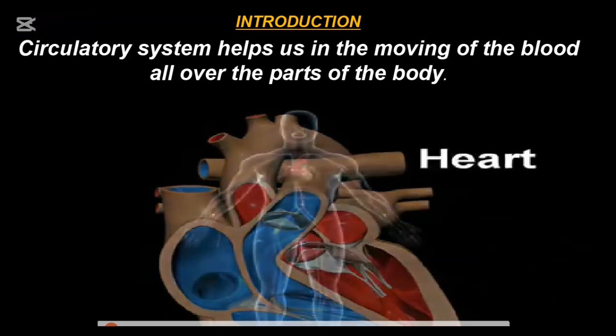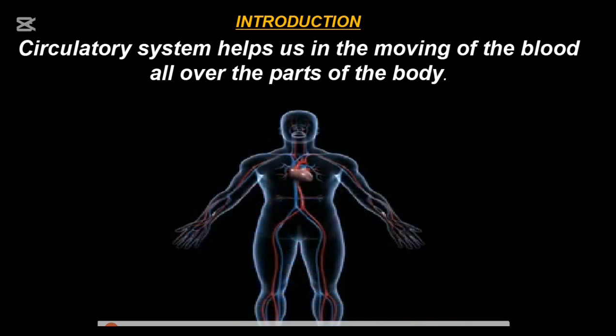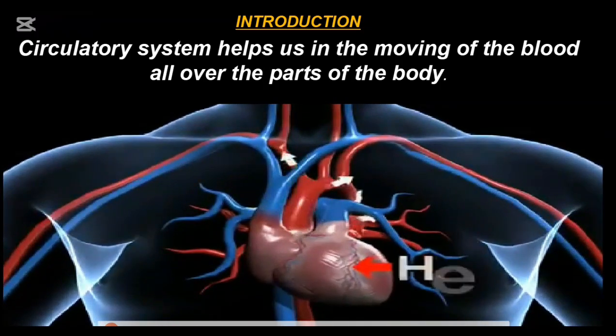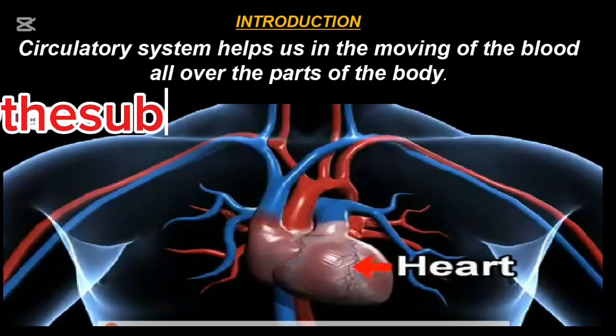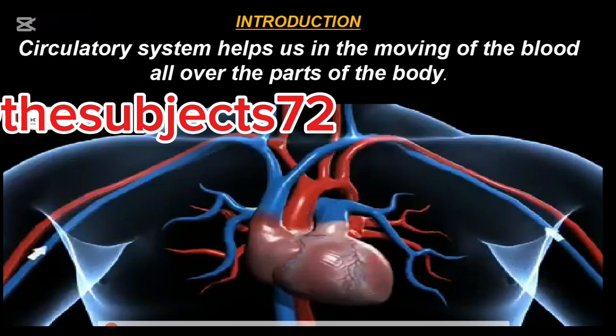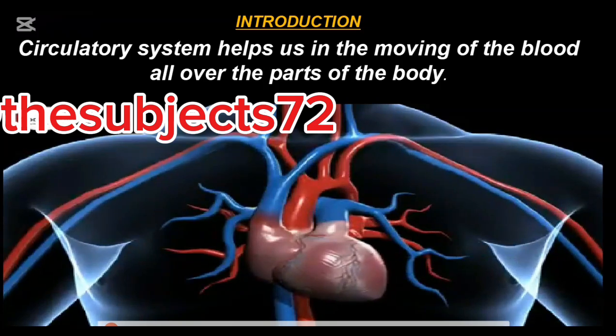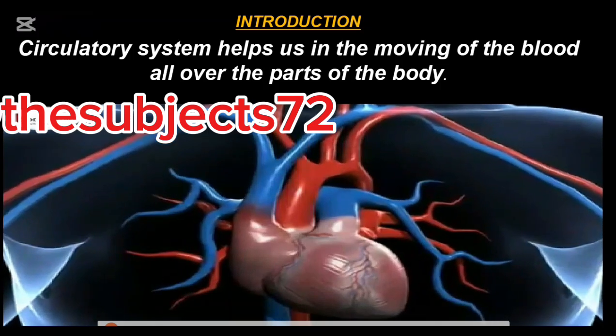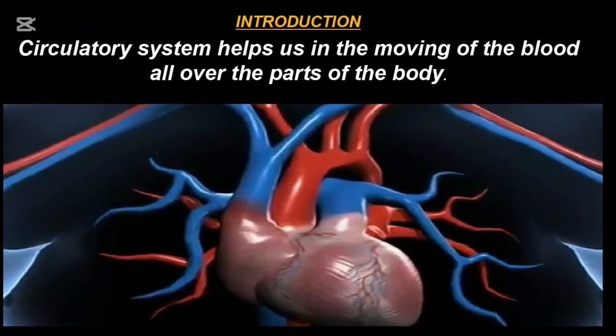As you see, the blood will transfer from the parts of the body to the heart, and the heart pumps that blood to all parts of the body. That's why we say that this is the circulatory system. The blood will circulate inside the body. And as you know, when we don't have a heart, our life is at risk.